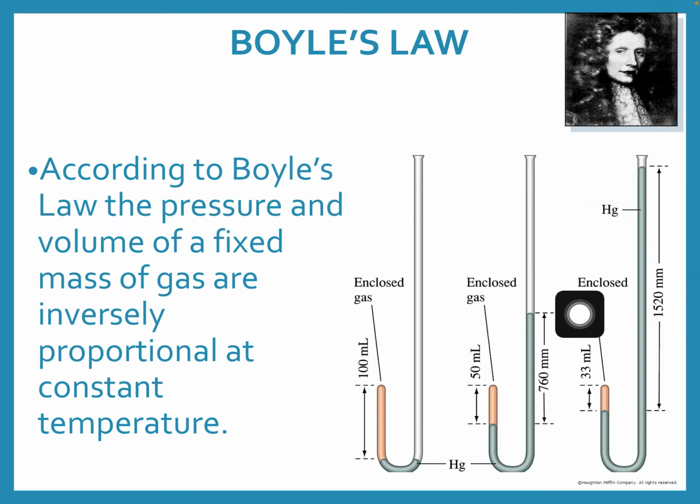So we can see from this diagram that if I have a certain pressure, here measured in millimeters of mercury, this is my volume. When I increase the pressure, my volume decreases. And when I increase it even more, the volume decreases even more.